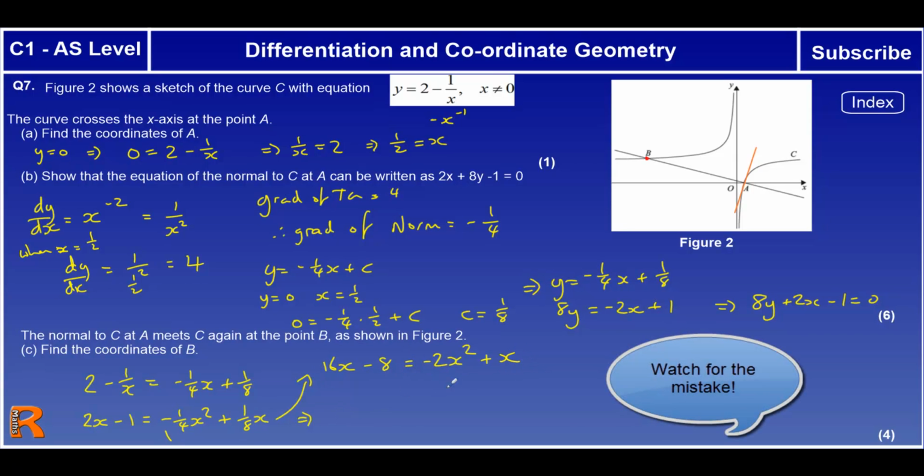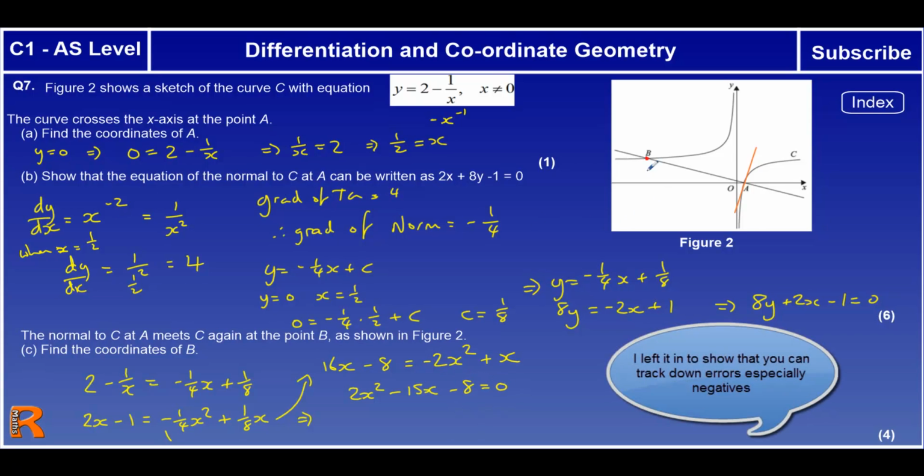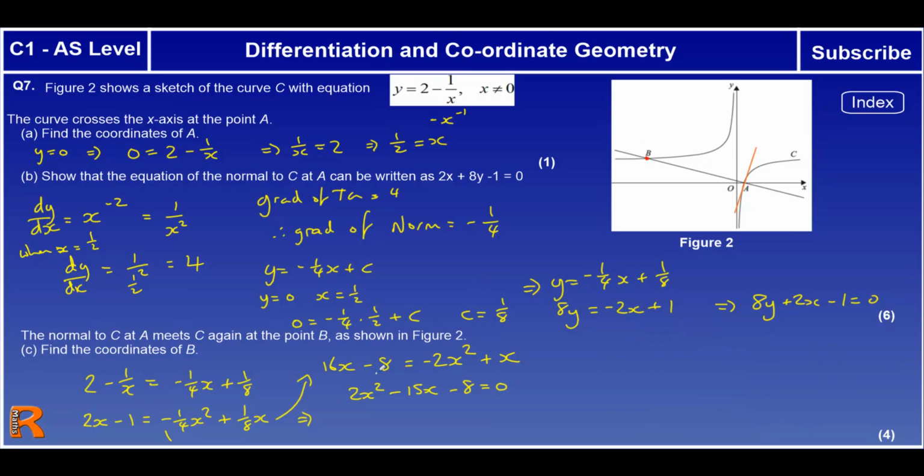Take it over to one side and simplify it a little bit, so we get 2x squared. Because it's going over this side, it becomes positive. Take this away, makes minus 15x minus 8 equals 0. So we have a quadratic. Clearly there's 2 points where this line crosses the curve. One is here at a half. So one of these answers is going to be a half, and the other one is going to be something else.